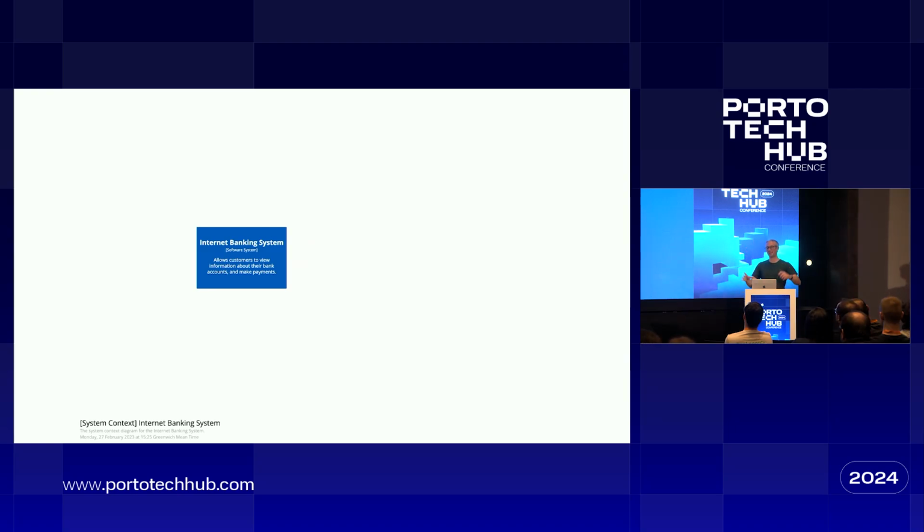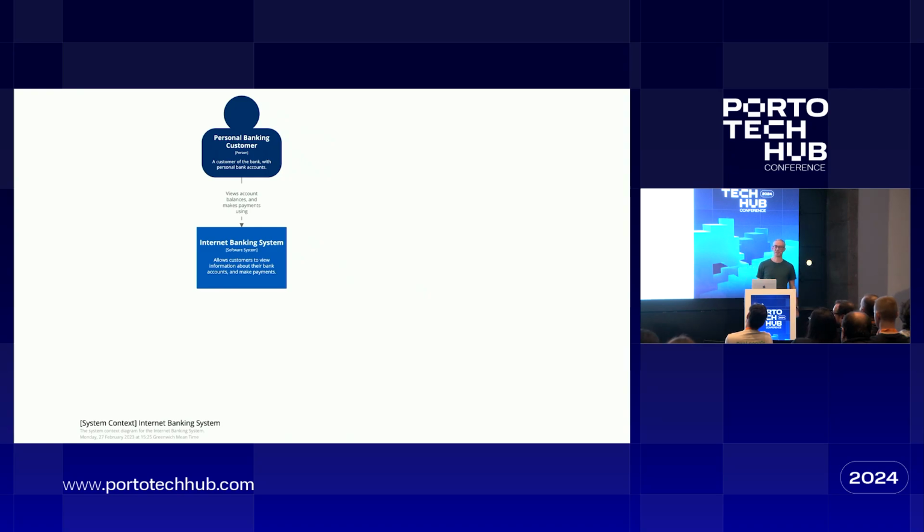So let's look at some actual diagrams of this thing. Imagine we work for a bank and we've been asked to build an internet banking system. We're going to draw a bunch of C4 diagrams to represent that internet banking system, and you can find those diagrams on the C4 website. So this is the starting point for my diagram. We're going to draw a system context diagram for the internet banking system. I've got a box in the middle representing my internet banking system.